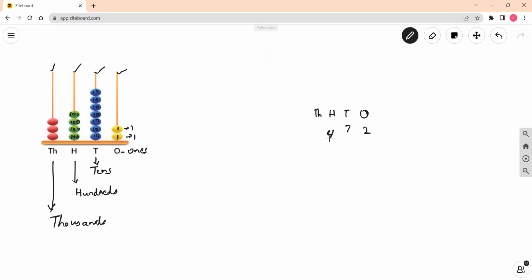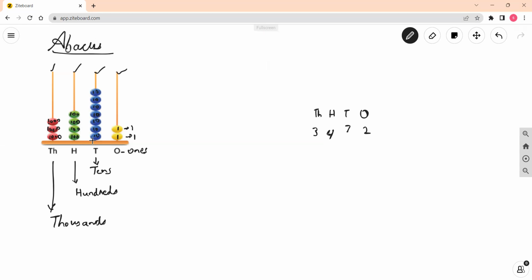And this is the thousands rod. One red bead is equal to 1,000. So how many red beads can you see here? 1, 2, 3. So how many thousands are there here? 3 thousands. So this is how we represent numbers using the abacus model.